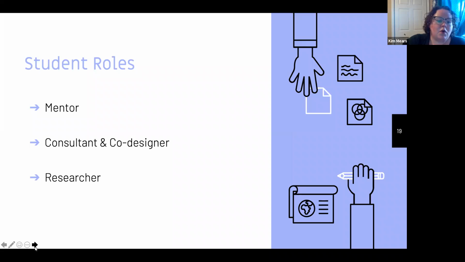So some of the roles that I was able to find in the literature include mentor. An example of a mentor is at the University of Queensland. They led a project in which students with a variety of disabilities, and also with mental health concerns, served as mentors for first-year students who also had a disability or the lived experience of a mental health concern. So that is definitely one role that students can serve as a partner.